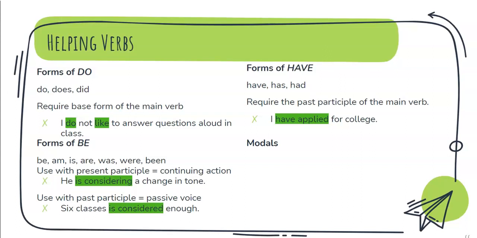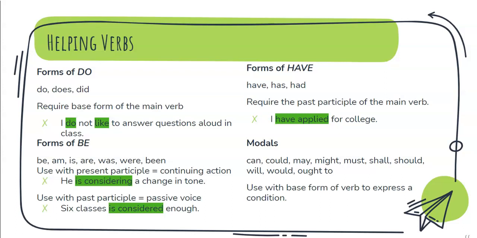Modals are a special kind of helping verbs that have to do with probability. Can, could, may, might, must, ought to, shall, should, will, and would are used with the base form of a main verb to express whether an action is likely, possible, permitted, or various other conditions. Modals don't take the third person s or ing endings that ordinary verbs do.